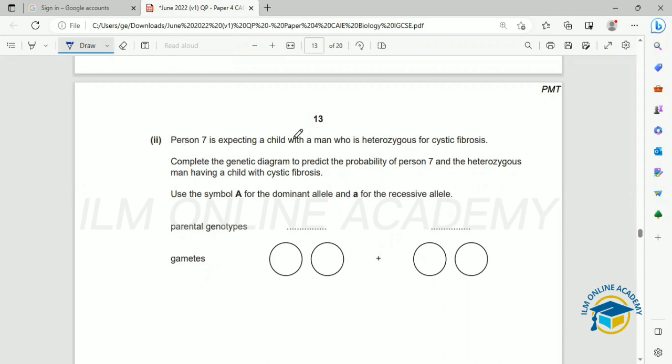So person 7 is expecting a child with a man who is heterozygous for cystic fibrosis. Okay, so person 7 must have cystic fibrosis, so he has got two copies of the recessive allele, right? And the man is heterozygous, right? So the gametes are going to look something like this: A and small a. Right, these are gametes, and what next?